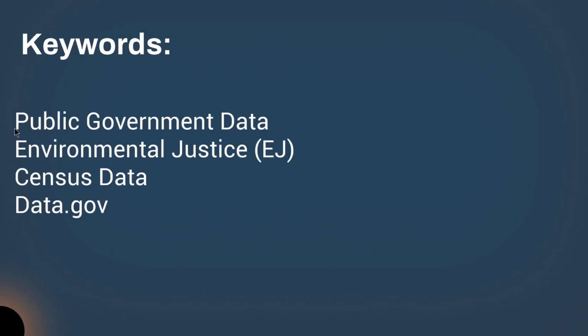Some key terminology that you'll see in this module. We'll talk about public government data, environmental justice, census data, and data.gov. There are a couple of other websites that we will hit in there as well, but the environmental justice, census data, and the data.gov websites will pretty much cover the gamut.